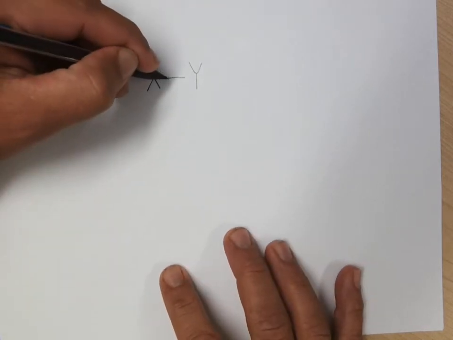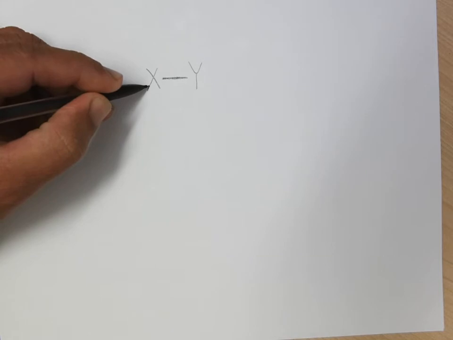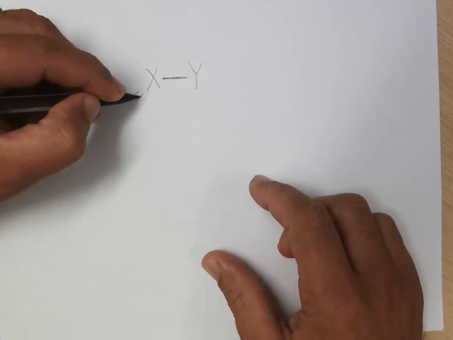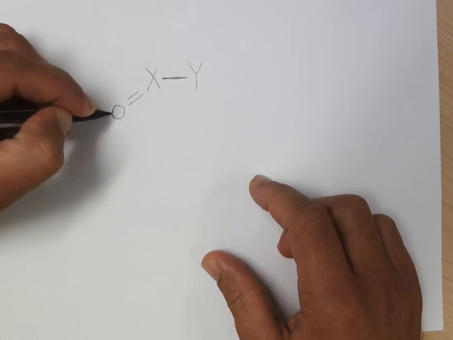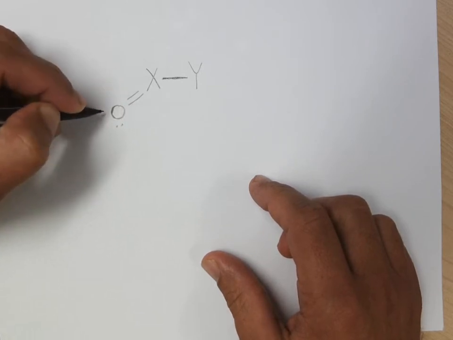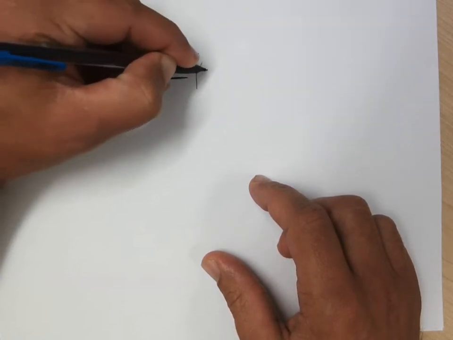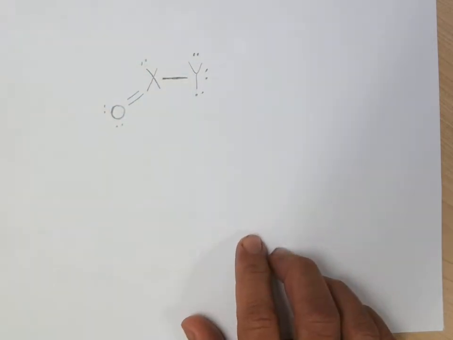So right here we have a line that indicates a bond between atoms X and Y. And I'm going to go ahead and draw some other bonding that's going on here. So we'll double bond X to an oxygen, and then we'll fill the octets of all the atoms so they're now obeying the octet rule, right?